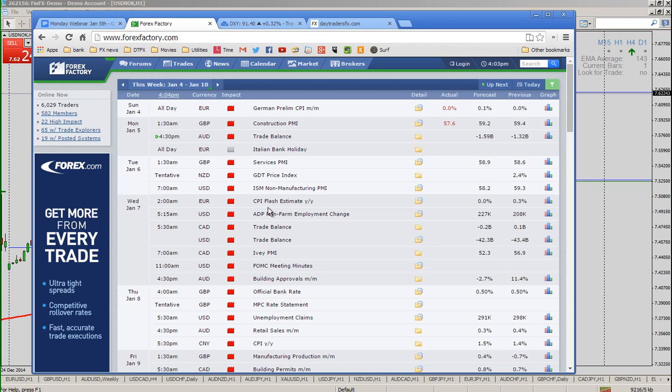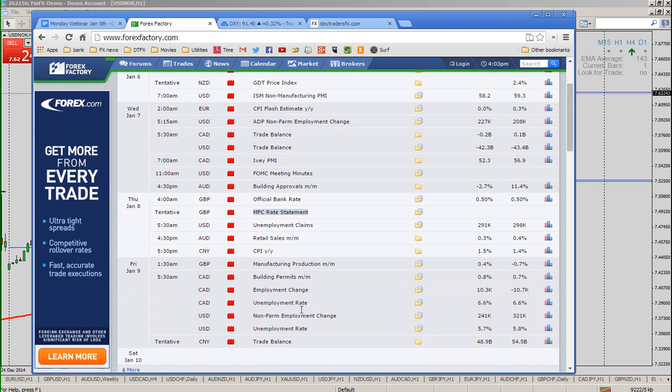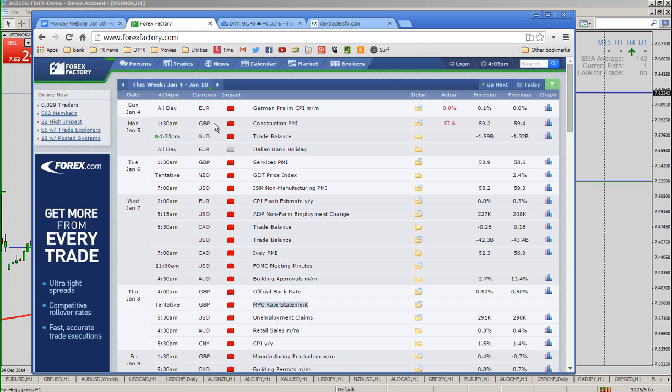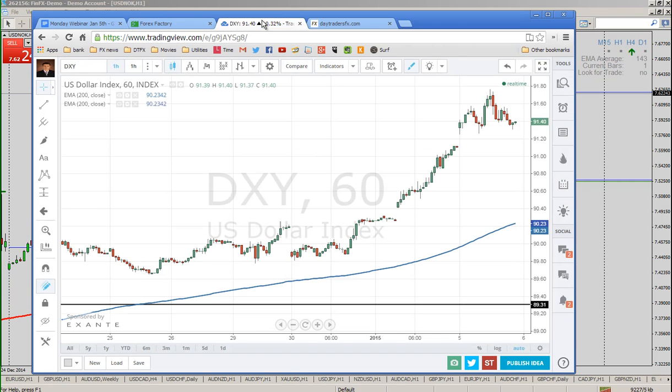Big U.S. news. We've got some interesting Australian news. We've got some good UK news, interest rate news, and then we have employment numbers for the US and Canada this week. So it'll be a very busy week as far as news goes. So that's something to keep a massive eye on. And then the other thing that I always like to keep an eye on is the dollar index.